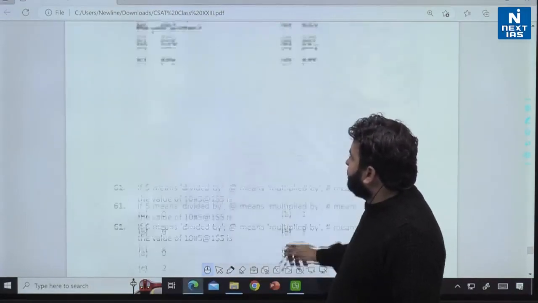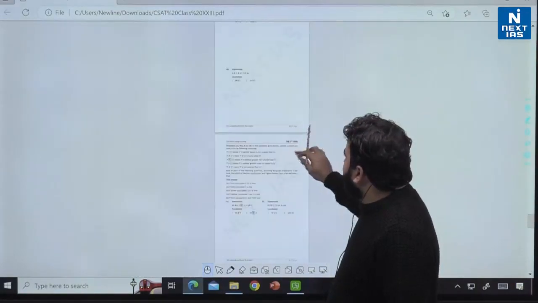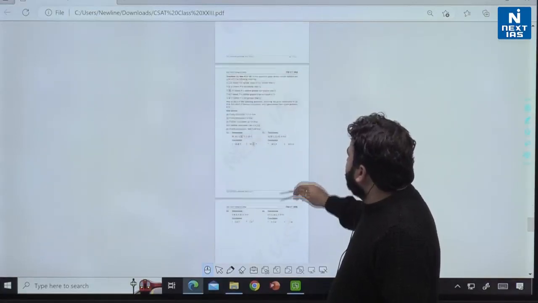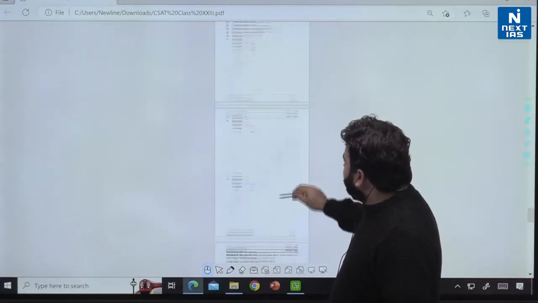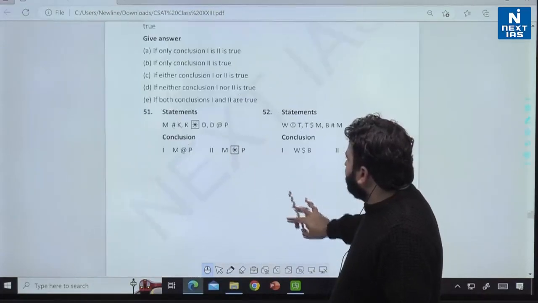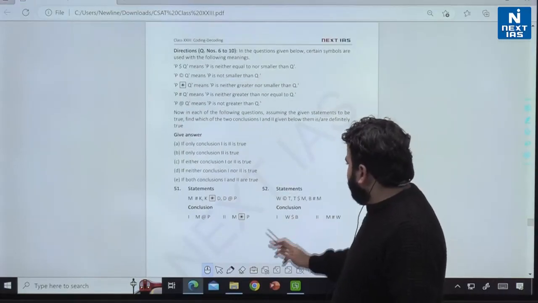Now all of you come to the next topic, that is coded inequality. Now this is a very different topic and this is completely new. And this concept is very confusing. तो ये concept काफी confusing है. Question number 51 onwards.